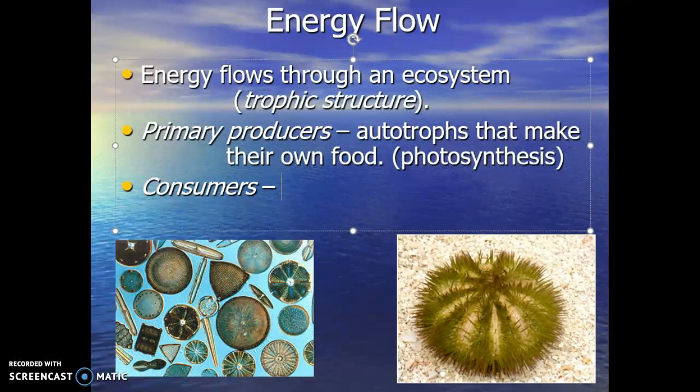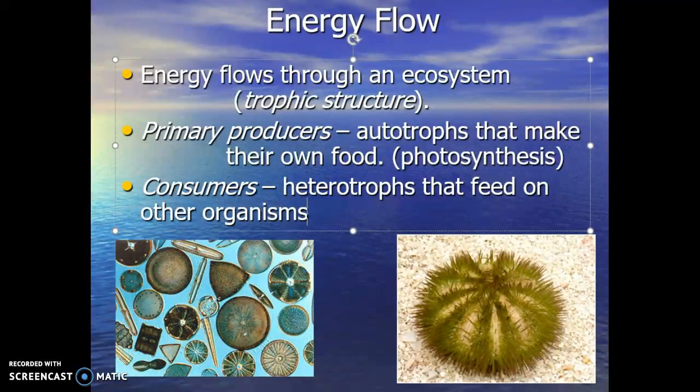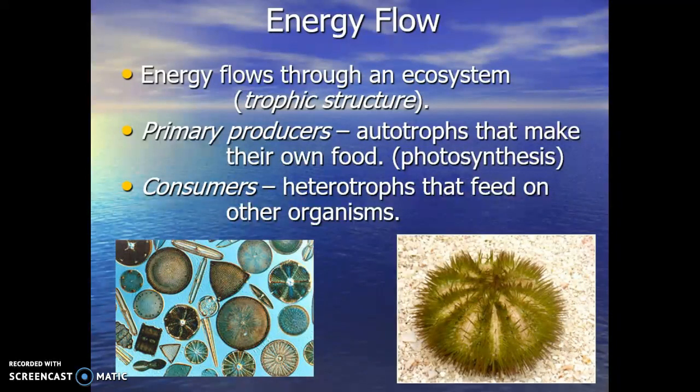The other big broad category is what we call consumers. Consumers are called heterotrophs, and they feed on other organisms. We talked a bit about this earlier when we talked about carnivores, omnivores, herbivores, and detritivores. All of those go into the consumer category because they eat other things. They cannot make their own energy. They have to consume other organisms in order to get their energy.